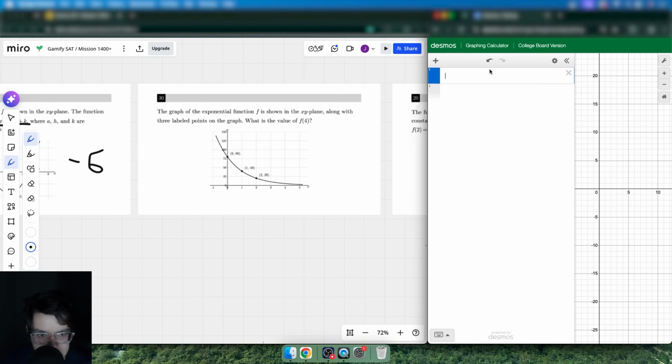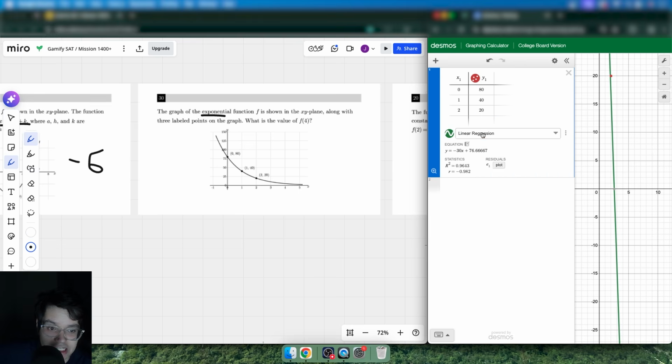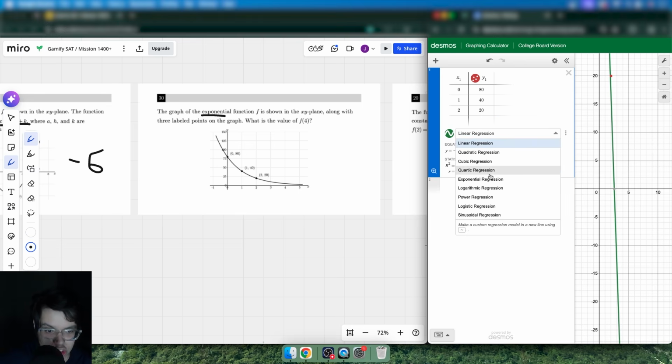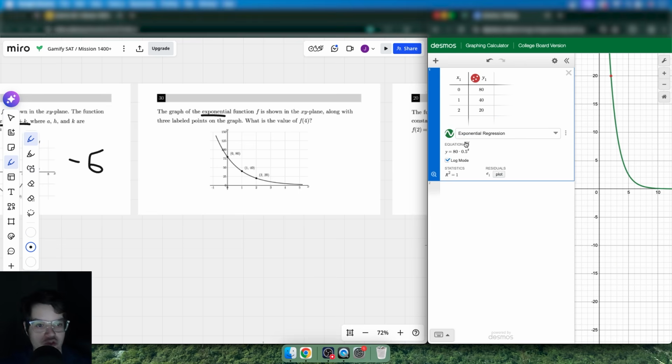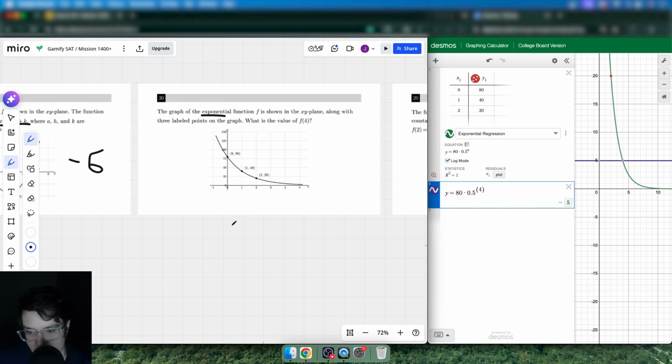We have these 3 points now, so let me put those in. It says here this is an exponential function, so I can just go ahead and do this again. Finally, we can go back to using this here at the dropdown. It says, what is f of 4? So I can put that there and do 4 in here for that. We see there that would be 5. So 5 would be the answer.